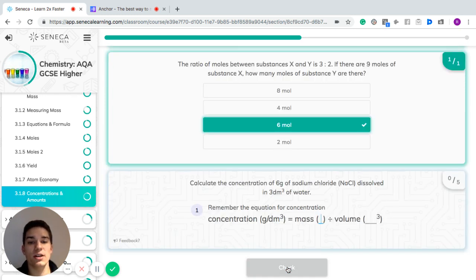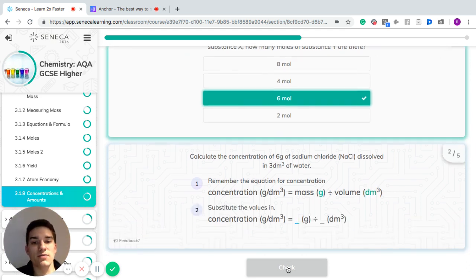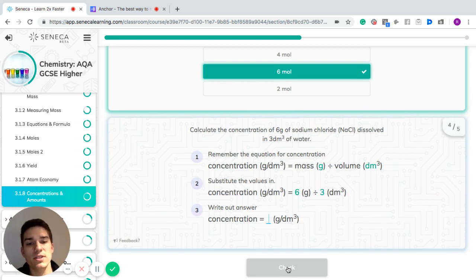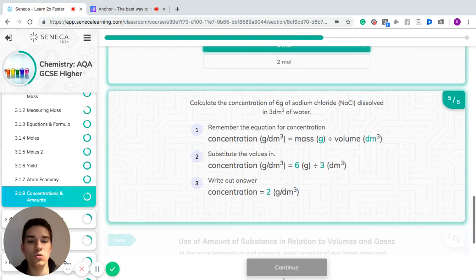And let's look at another example of how to calculate the concentration. If I want to calculate the concentration of 6 grams of sodium chloride dissolved in 3 decimeters cubed of water, I first of all need to remember the equation. So concentration in grams per dm cubed is the mass in grams divided by the volume in decimeters cubed. Substituting in those values, we've got the mass of 6 grams and the volume of 3 decimeters cubed. So we do 6 grams divided by 3 decimeters cubed, which tells us the concentration is 2 grams per decimeter cubed.